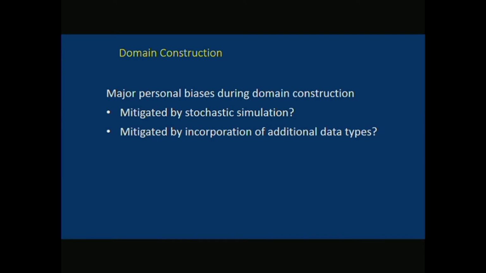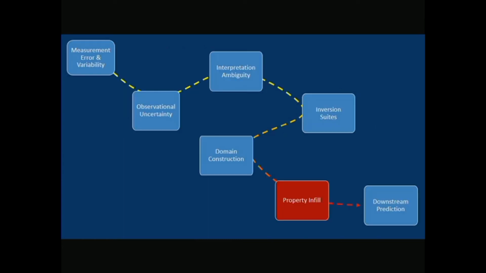So with domain construction, the two biggest problems are major personal bias. You draw the lines where you want to at that stage. And in the case of oil and gas, there's also the problem with velocity model uncertainty, because that's going to shift your whole model. It doesn't change the topology of your domains, but it changes where they are in real space, which is obviously important. And so again, we can mitigate that by stochastic simulation, but again, perhaps by increasing the number of different data sets that we're using to solve the problem.